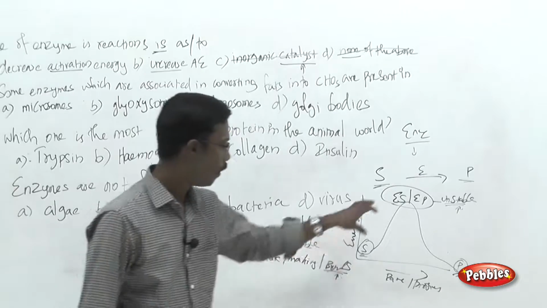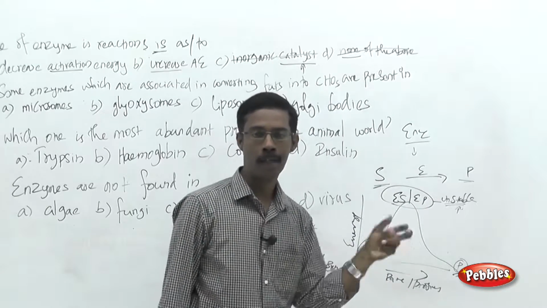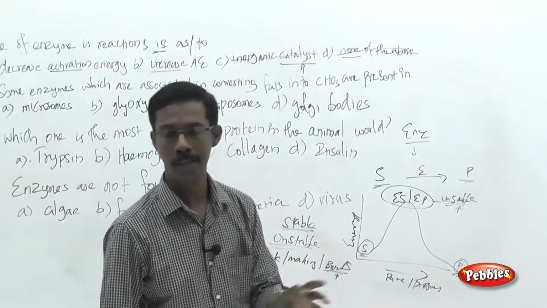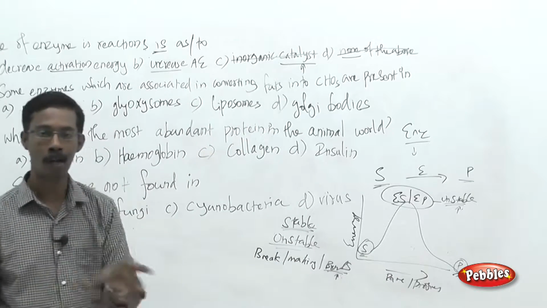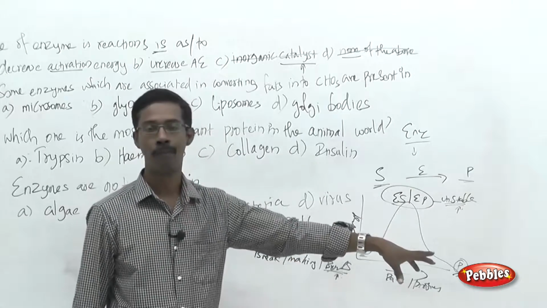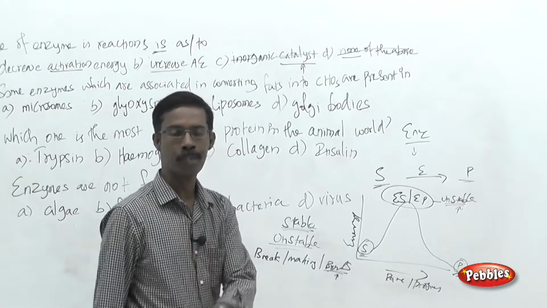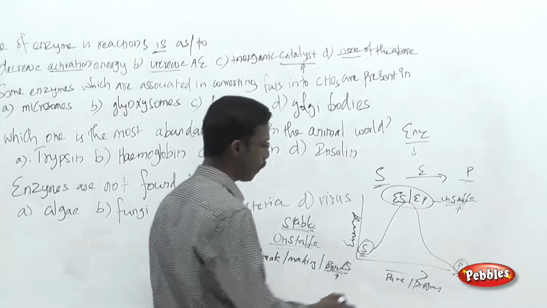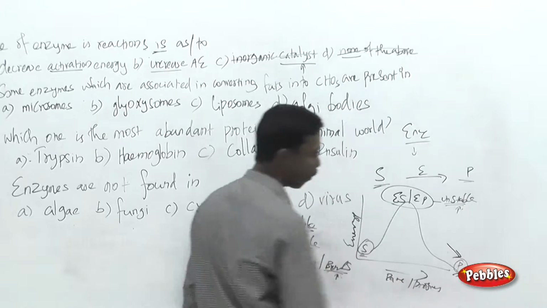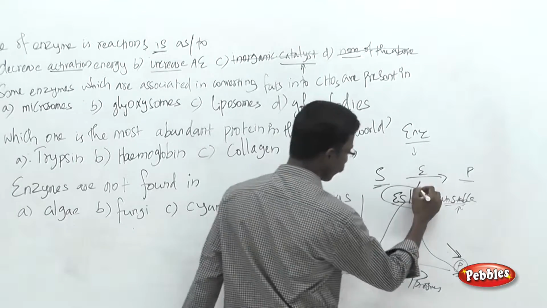How is it changing? Initially it will form the enzyme substrate complex, then it changes the bonding nature of the substrate. It will make or break the particular bond, so that it forms a completely different structure from the substrate. That newly formed structure is called the product. That is how the enzyme works.